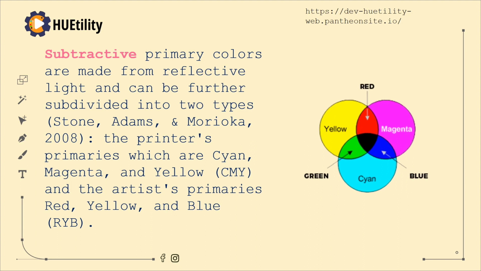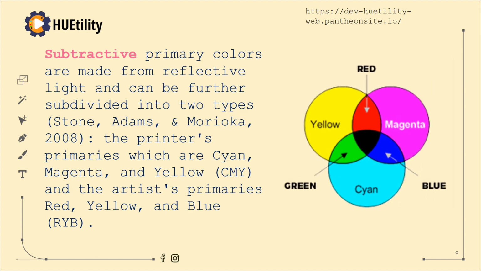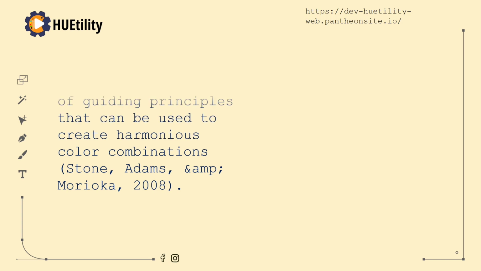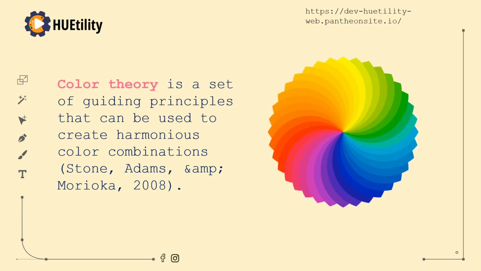First is the CMY or the cyan, magenta, and yellow, which are the printer's primary colors. Second is the RYB, red, yellow, and blue, which is the artist's primary colors. Color theory. Color theory is a set of guiding principles that can be used to create harmonious color combinations.